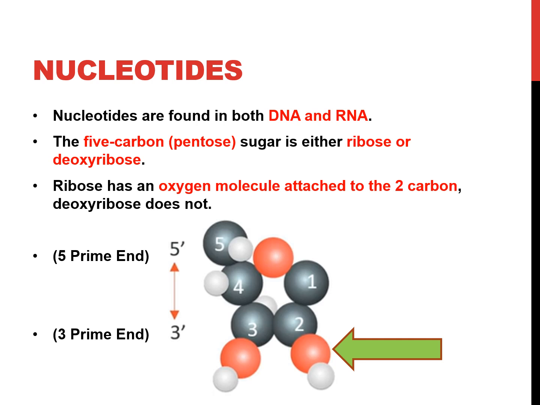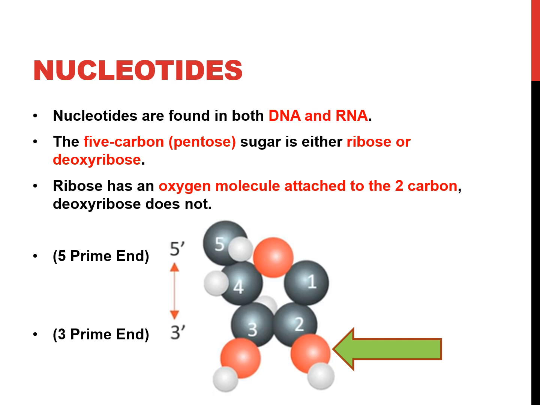That was 5 seconds. That should be more than enough time. So if it's deoxyribose, it's going to be found in DNA. If it's ribose, it's going to be found in RNA. Ribose nucleic acid. Deoxyribose nucleic acid. Simple. Ribose has an oxygen molecule attached to the second carbon. Again, not that important, but interesting to see.